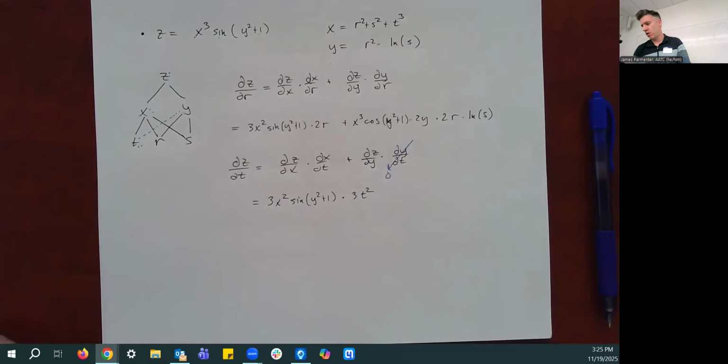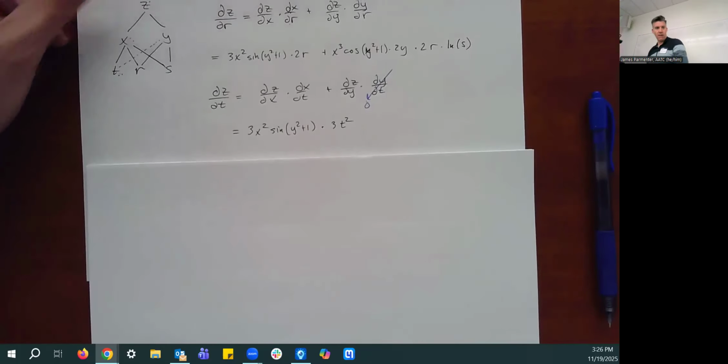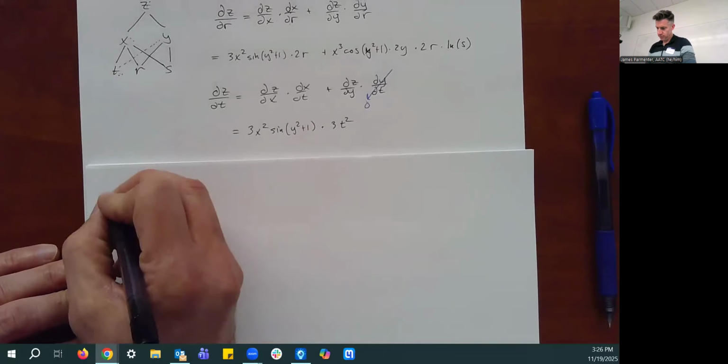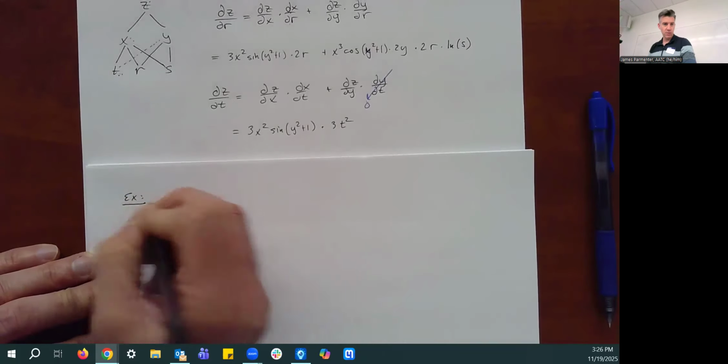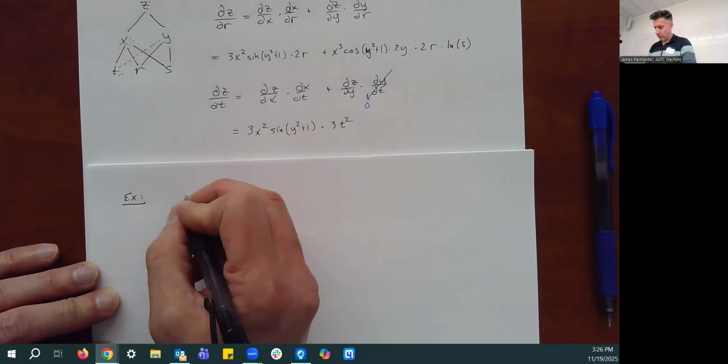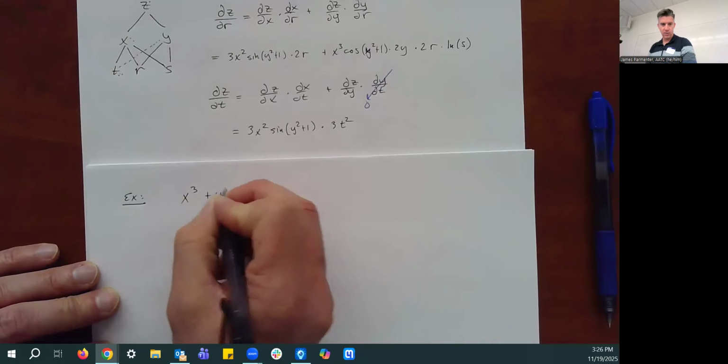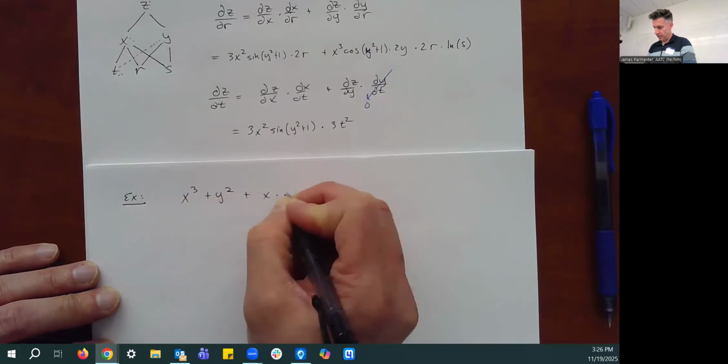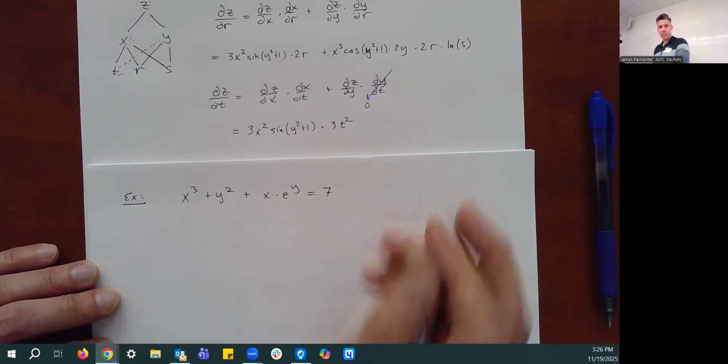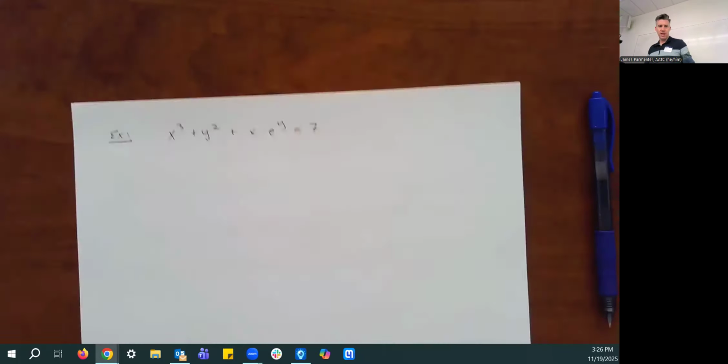Sure. So the next example is going to bring us back around to the thing I said before about implicit differentiation, which was a couple classes ago. So let's remind ourselves via an example. Let's say we have the following situation. Numbers. Who needs numbers? So our equation is x cubed plus y squared plus x times e to the y equal to 7. And that's what's going on here.